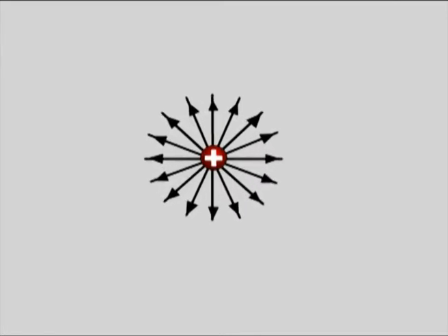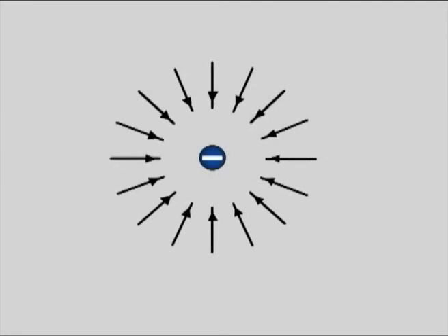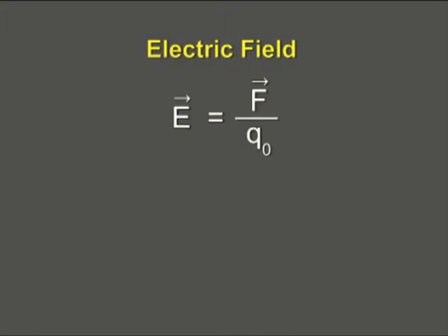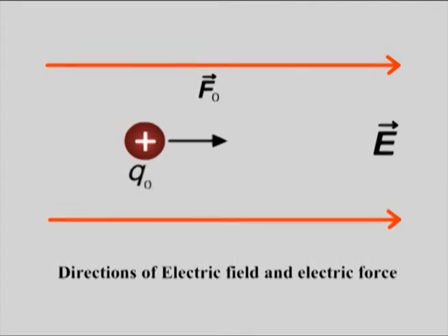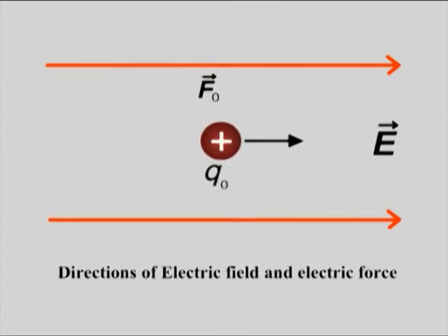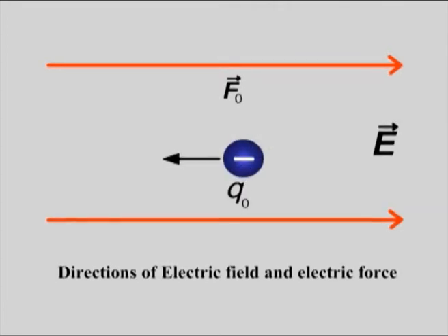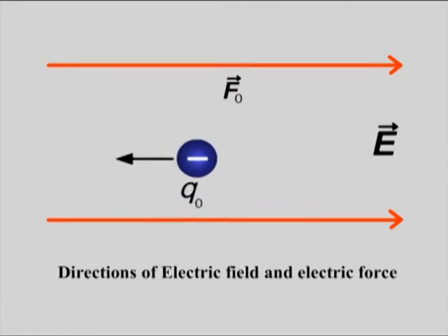As seen from this diagram, the electric field is radially outward from a positive charge and radially inward towards a negative charge. If a test charge, say q0 coulomb, experiences a force, then the electric field is given by E equals F by q0, and naturally the electric force F equals q0 times E. If the test charge q0 is positive, then the electric force and the electric field are in the same direction, and if the test charge q0 is negative, then the electric force and the electric field are in opposite directions.